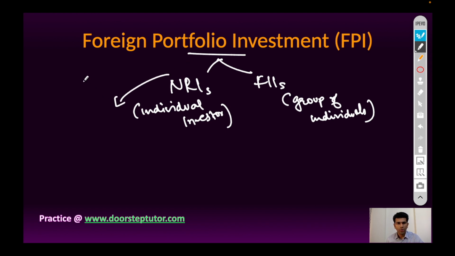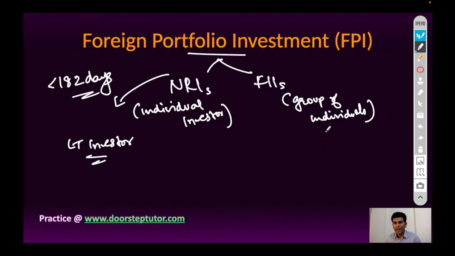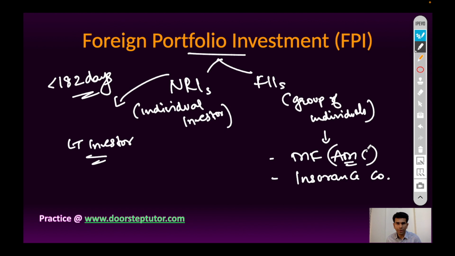NRI is a person who is resident in India for less than 182 days in the previous financial year due to employment and other activities. He is a long-term investor or sustainable investor, and FII can be a mutual fund AMC or an insurance company. Mutual fund asset management company purchases the shares and securities of different companies for investment purpose, and insurance company.